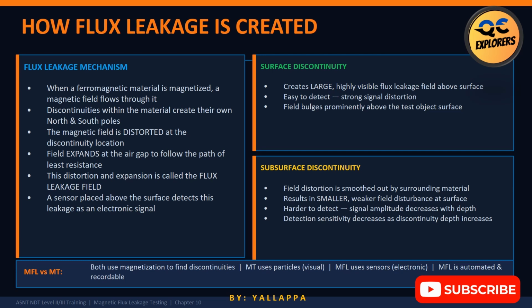That outward bulging is called flux leakage. Sensors positioned above the surface detect this leakage. Now here is a critical exam question. As discontinuity depth increases, what happens to leakage strength? Answer. Leakage signal decreases. Why? Because surrounding metal smooths the field.